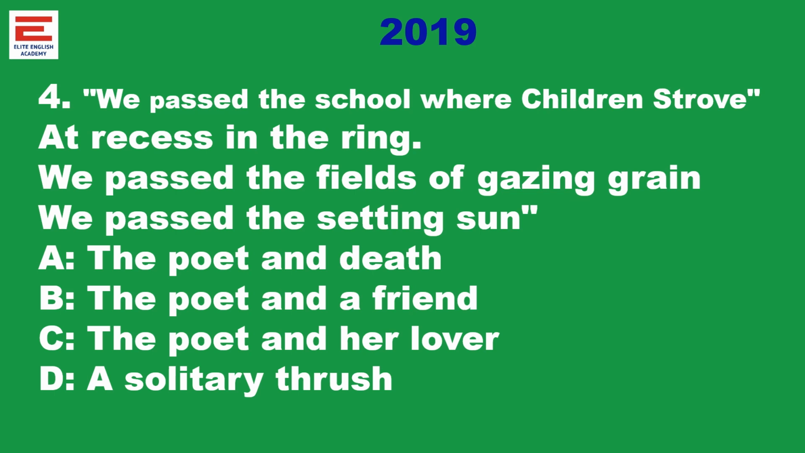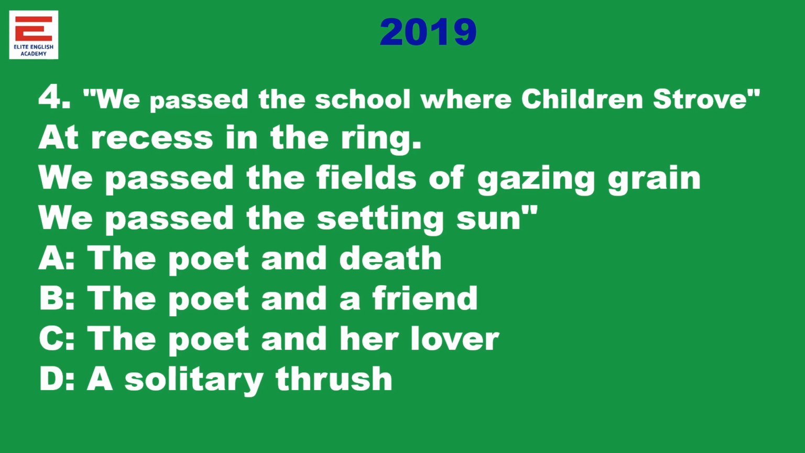Question number 4. We passed the school where children strove at recess in the ring. We passed the fields of gazing grain. We passed the setting sun. Actually, when questions are asked based on textual lines like this, first you have to identify from which poem these lines are given. If you analyze and understand that, definitely answering will be easy.